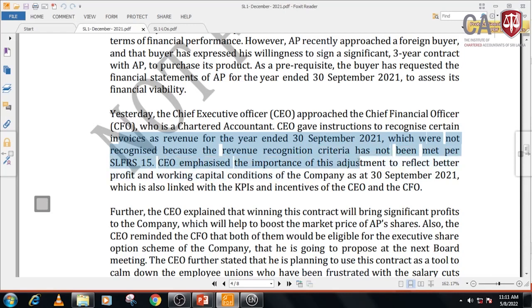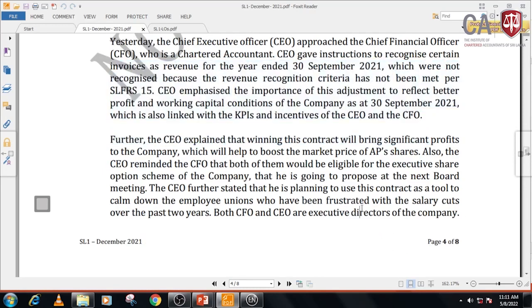CEO emphasized the importance of this adjustment to reflect the better profit and working condition, which is also linked to the KPIs and incentive of the company. Further, CEO explained that winning this contract will be important because this contract brings significant profit to the company, which will help to boost the company's performance. Also, CEO reminded that CFO, both of them would be eligible for executive share option of the company.